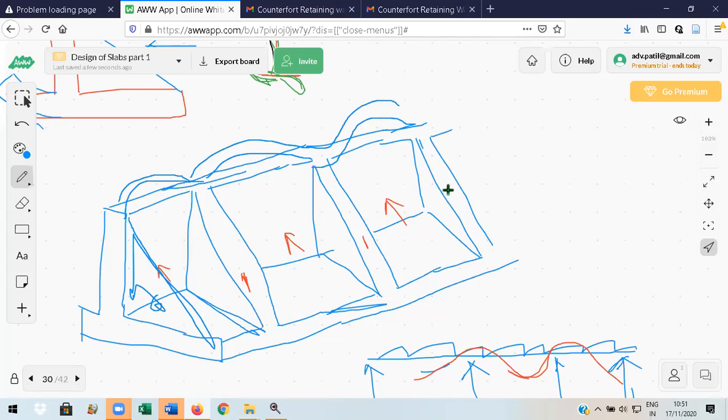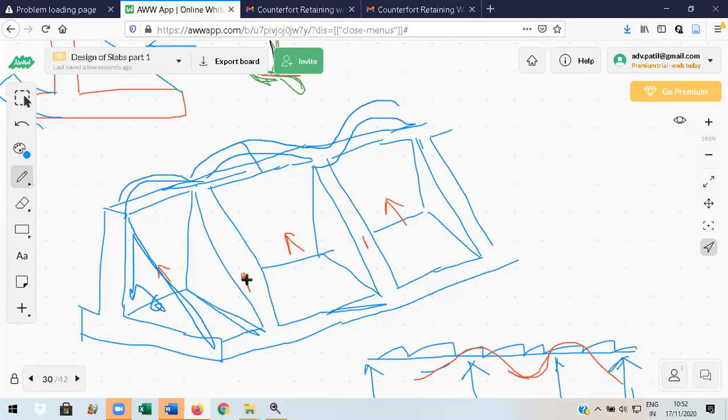Formula, everything is fixed. WL square by 12, WL square by 10. Those expressions are there because at the junction the bending moment is different. At the center of the stem, the bending moment is different. So in this way, the stem is acting as a continuous slab supported on counterforts. These counterforts are nothing but T-beams.